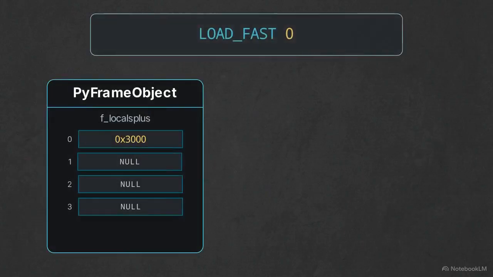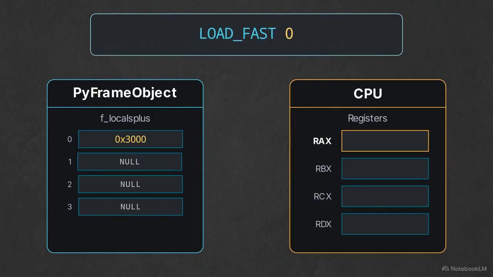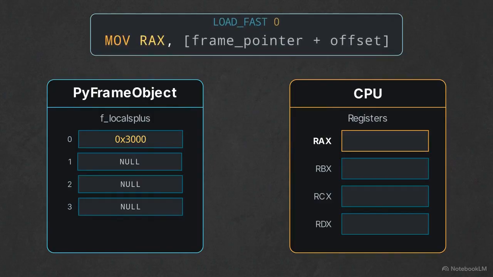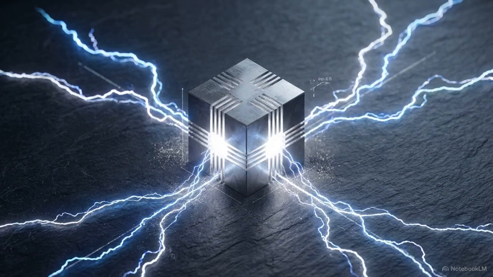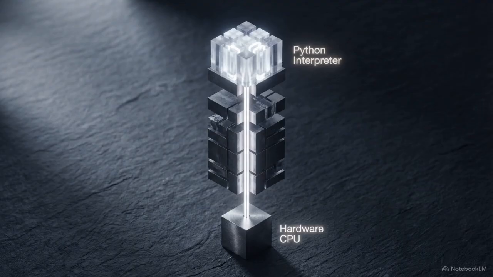The first instruction, load fast 0, tells the interpreter to move the value in the first local slot toward the processor. At the hardware level, this maps to a move instruction. The pointer, address 0x3000, is copied into the CPU's high-speed RAX register. The physical hardware now has the direct address of instance d. Only now can the CPU perform logic, using that register to access and manipulate the object's data in the heap. The entire Python interpreter stack is a system designed to hand off this one memory address to the CPU.